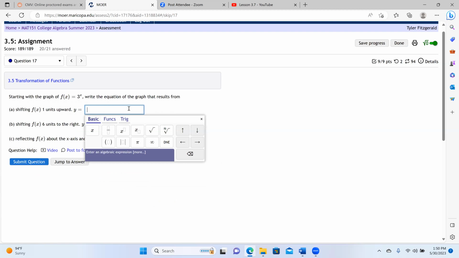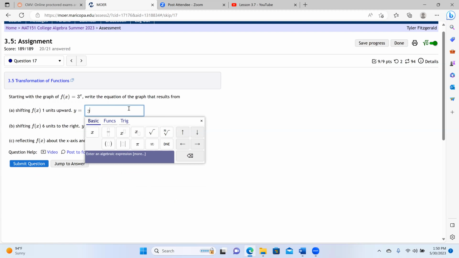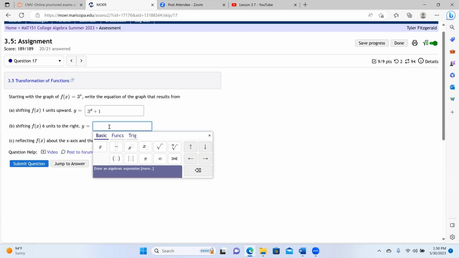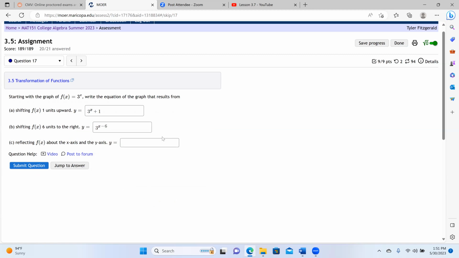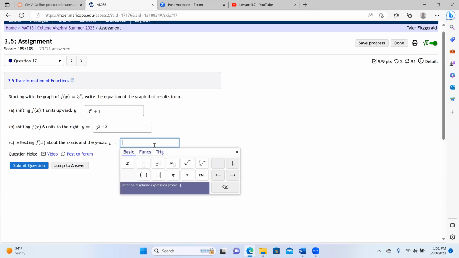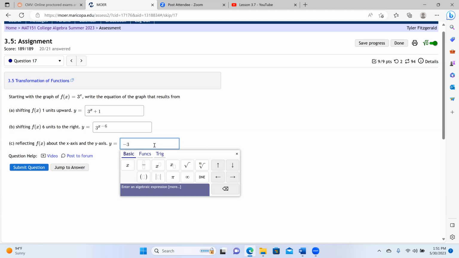That makes sense. So try this one, see if you can get it, and then we'll close out after this. Perfect. And we've already been over this x -6. And the y-axis, so then that would be -3 and -x.